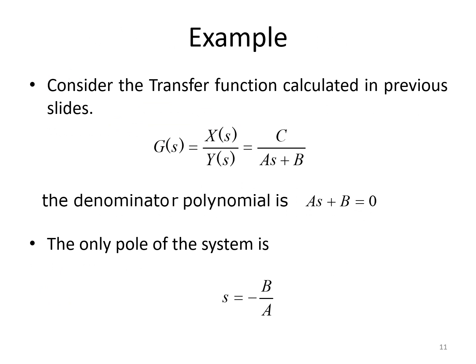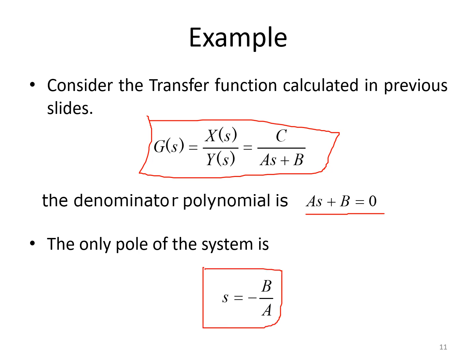Now let's take an example and we'll analyze the system behavior. Let's consider a transfer function G(s) = X(s)/Y(s), which is equal to c divided by (as + b). Now the denominator polynomial here is as plus b, and if I equate it to 0, I'll get one pole at this particular location. So by equating the denominator polynomial to 0, I'll get the location of the pole.